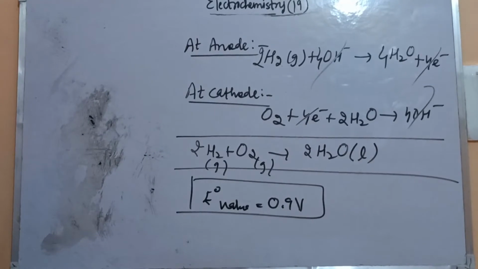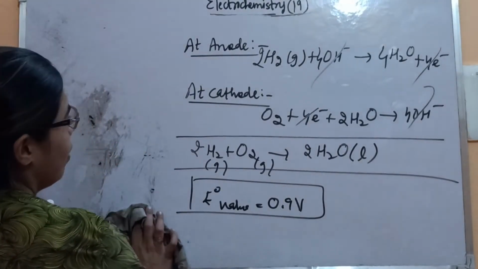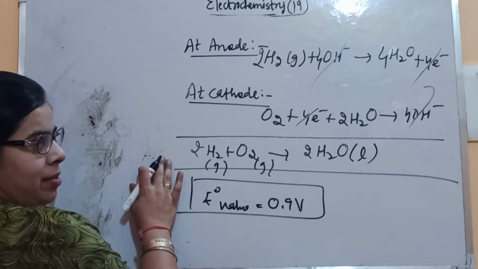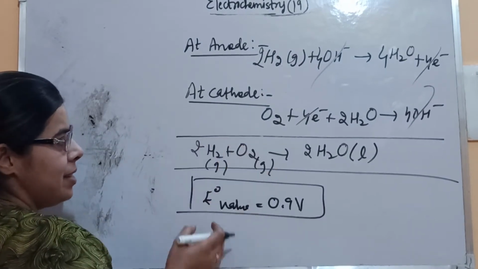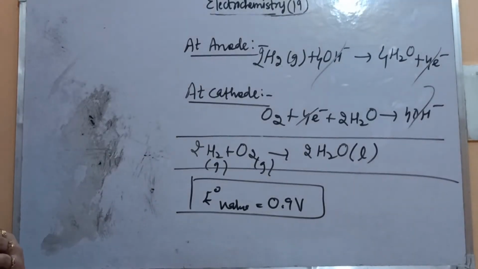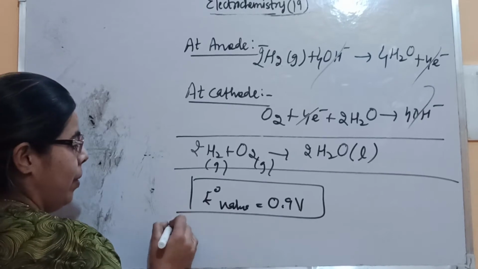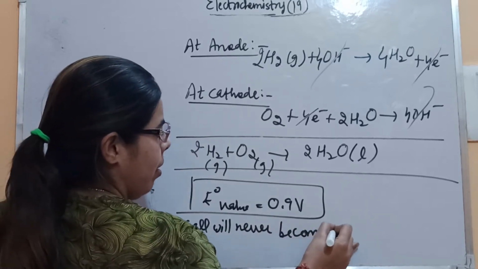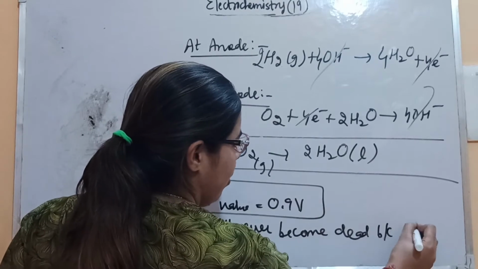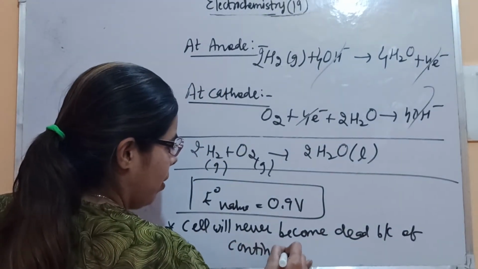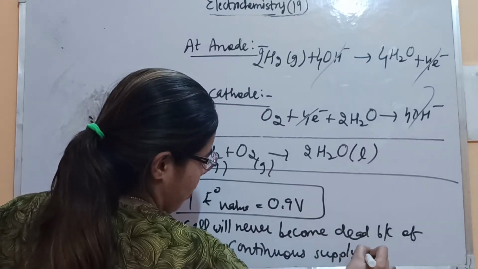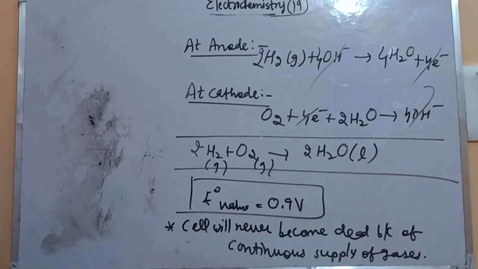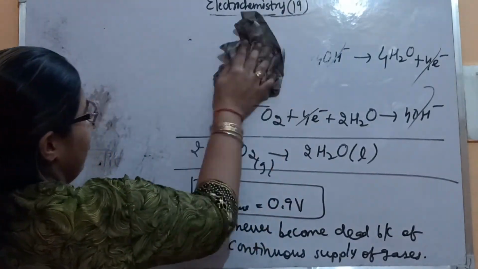Let's see its advantages. All the materials that we are using, hydrogen and oxygen, are gases, so their supply will continue. This cell will never become dead because of the continuous supply of gases. So let's see the advantages of the fuel cell.